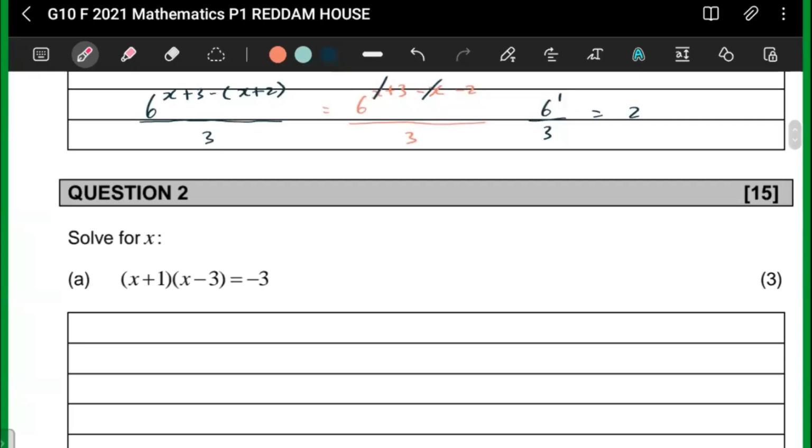Solving for x. Here, you don't want to make the mistake of making each bracket equal to -3. That does not make sense.